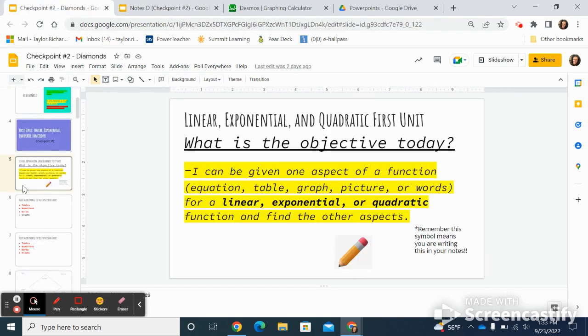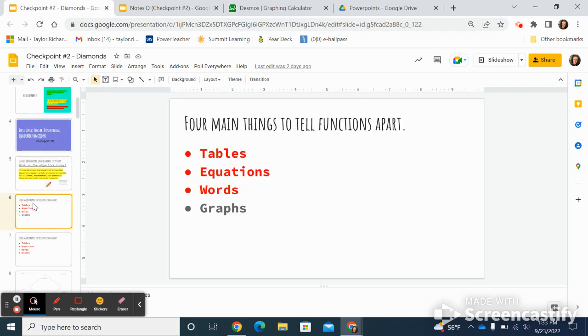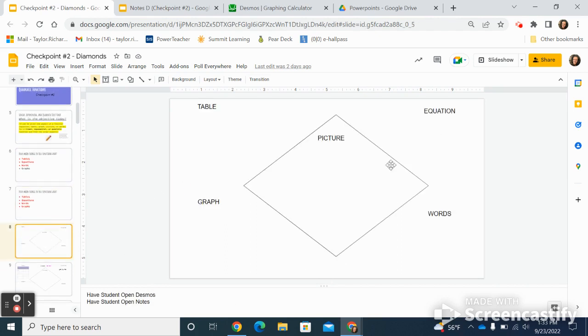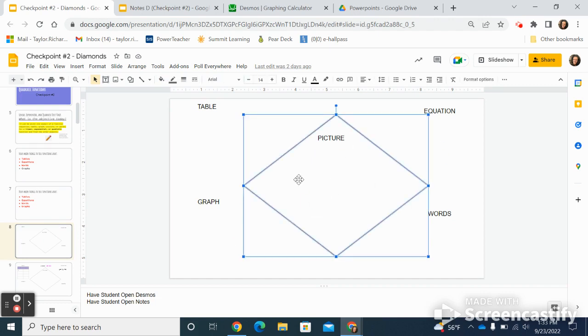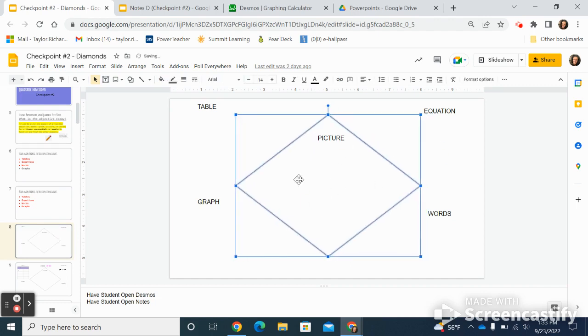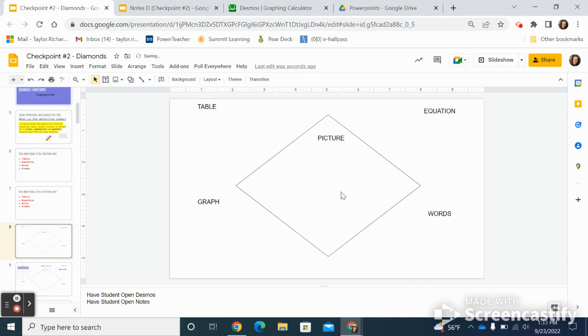So I'm going to talk just briefly about what we've done so far in checkpoint one. We've done tables, we've done equations, we've done word problems, and now we're going to add in graphs. So we're going to do all four things and put them all together. And we're going to use this thing called a diamond to help us put all these parts together. So here's my table, my equation, my words, my graph, and we're actually going to add in a picture. It's not necessarily part of our list, but it's going to help us visualize what's going on.